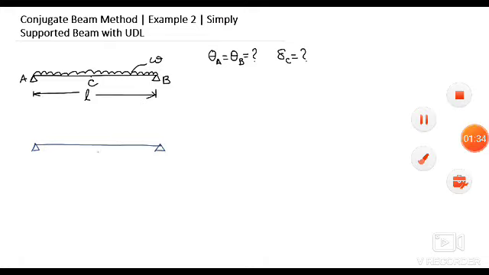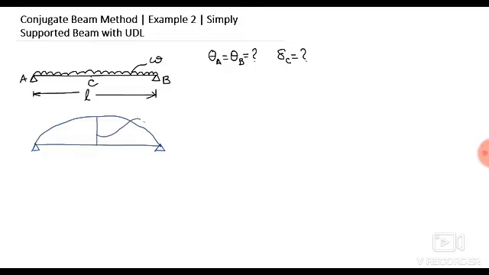Now we have to draw the M by EI diagram. As this is a UDL loading, the moment diagram will be a parabola. It's like this, and the maximum value is WL square by 8. It is the moment diagram, M by EI diagram. So the value will be WL square by 8 EI.